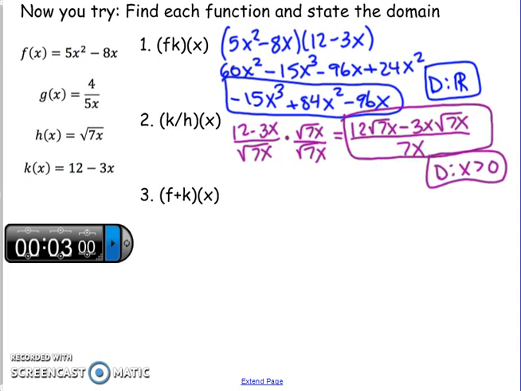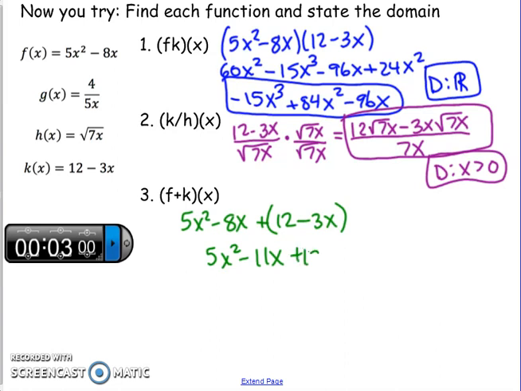Okay, and then the last one, f plus k. So we're going to take the f function, so 5x squared minus 8x. We're going to add the k function, which is 12 minus 3x. So we can combine our like terms here, so 5x squared, and then we have a negative 8x and a negative 3x, so a negative 11x plus 12. And this is a quadratic, so our domain is going to be all real numbers.